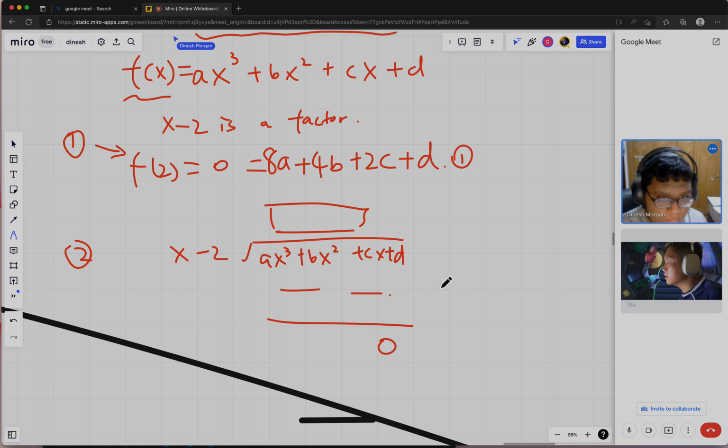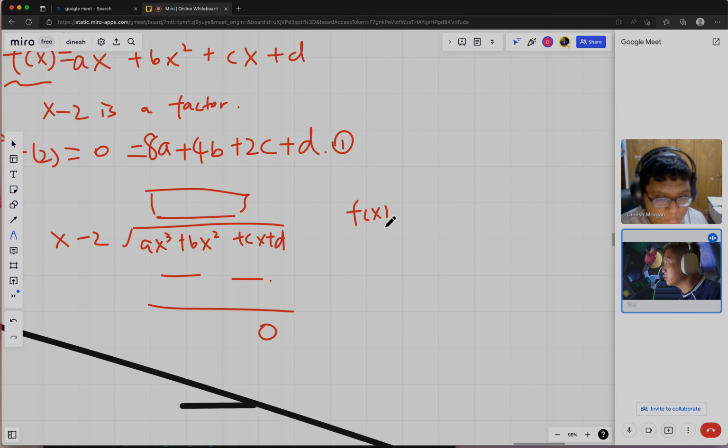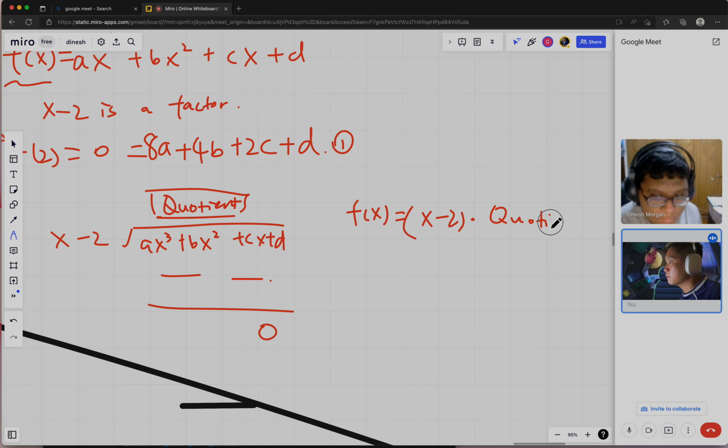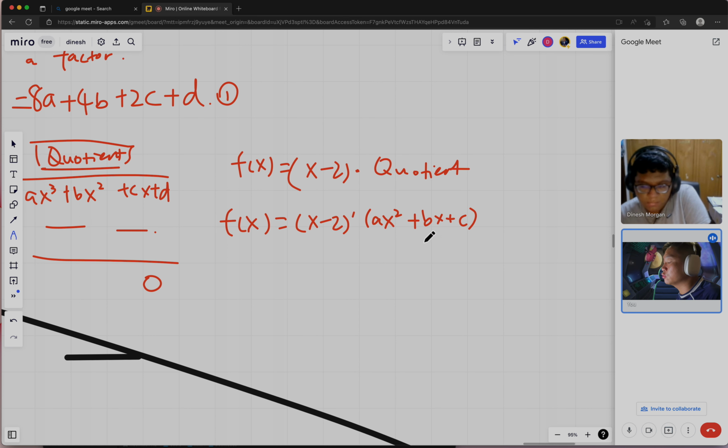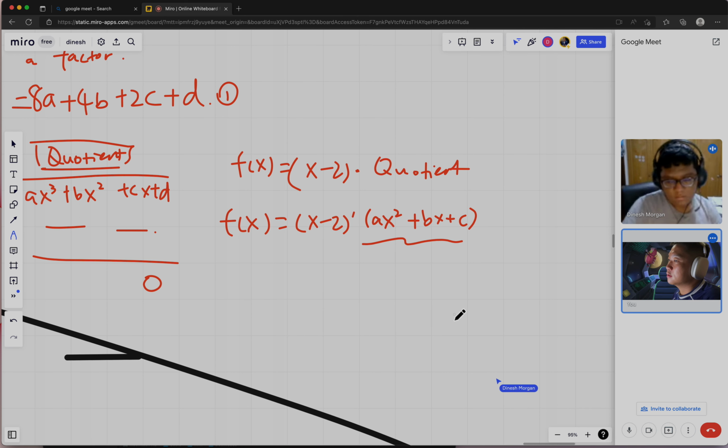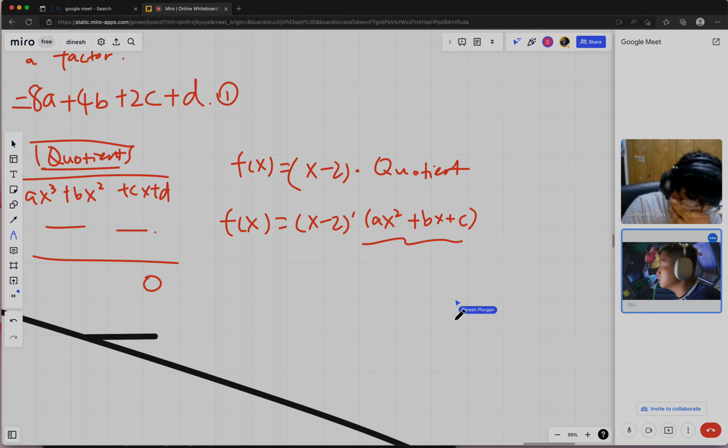Once you get this, then you will know that my f(x) is actually equal to x minus 2 times the quotient. Usually your quotient will be in quadratic format already, right? Once this quotient is in quadratic format, I think it's pretty easy for you to continue to solve, because basically you're solving a quadratic equation now. Does it make sense? Okay. So polynomial is not going to be very hard.